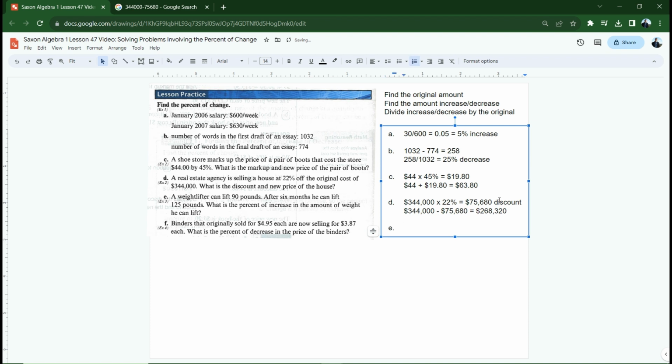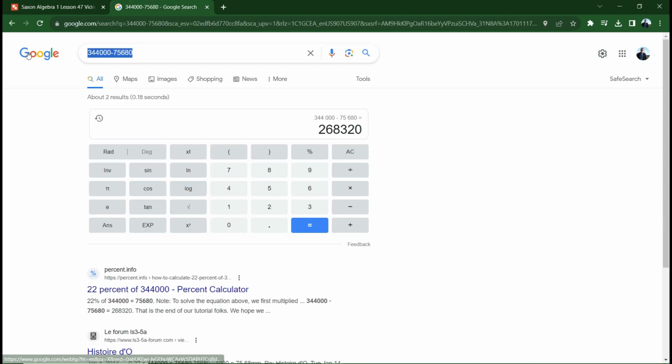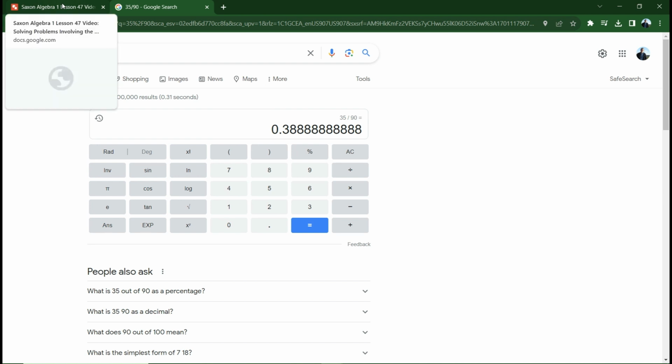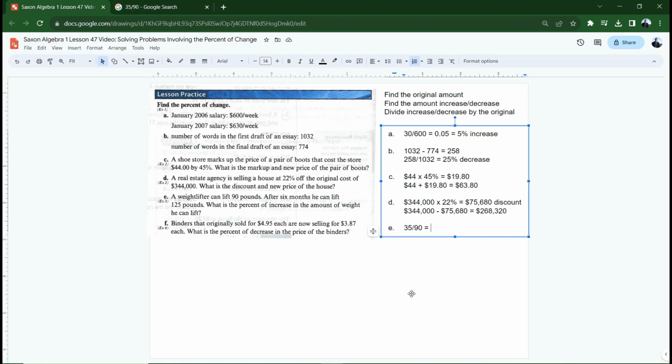All right, letter E. A weightlifter can lift 90 pounds. After 6 months, he can lift 125 pounds. What is the percent of increase in the amount of weight he can lift? Well, this is just one of those original setups for this problem. So the first thing I need to do is figure out what the amount of increase is. 90 up to 125, that's a 35-pound increase. I'm going to divide that by the original amount, 90. 35 divided by 90, let's just punch that in. 35 over 90 gives me a 38.9% increase. So I'm going to say 39% increase. We'll just round it to the nearest whole number.